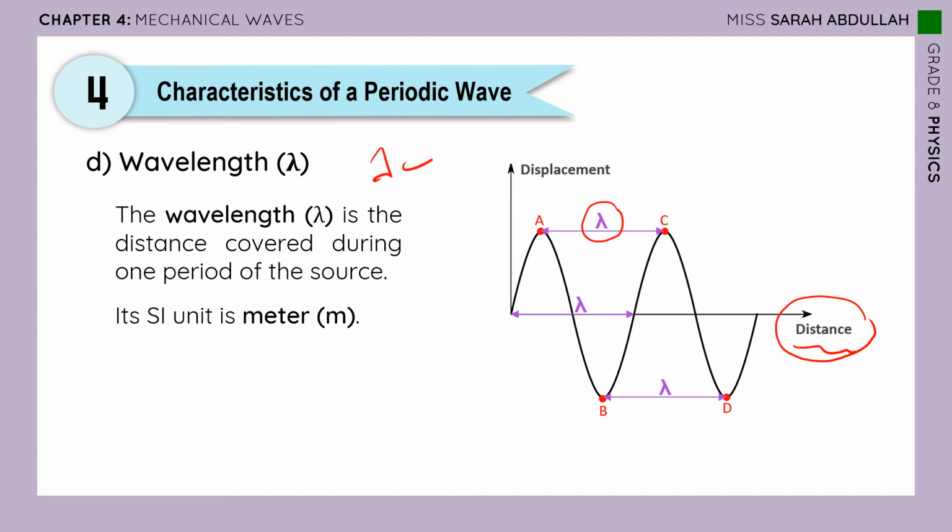So the wavelength, if it's given, you can find it from the graph. But if this is time, then instead of finding the wavelength first as a given, you can find the period. And then of course using the formula in the next slide, you are able to find the wavelength. It's no problem. All right, just as a definition, the wavelength is the distance that the wave covers during one period of the source. So during only one period, how much distance did it cover?